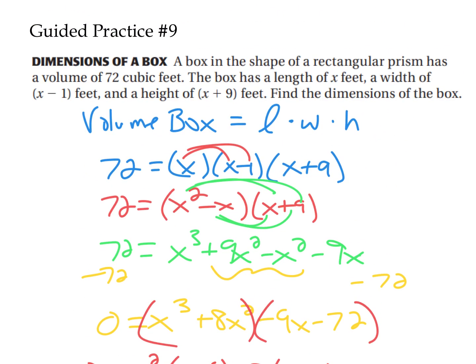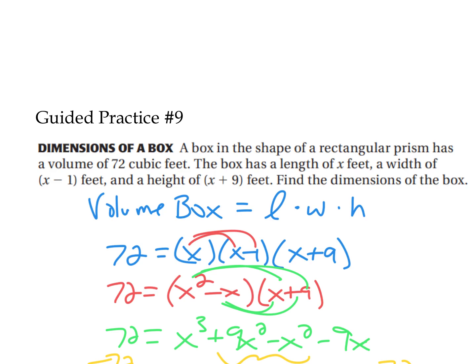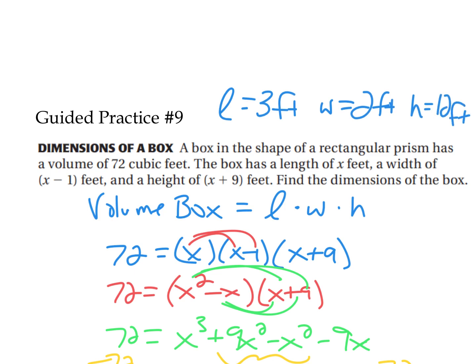Right? If we come back up here, we had a box. So the length, the width, and the height. The length would be x, so it was 3 feet. The width was x minus 1, so 3 minus 1 would be 2 feet. And the height would be x plus 9, so 3 plus 9 would be 12 feet. So our box would have dimensions 3 feet by 2 feet by 12 feet.